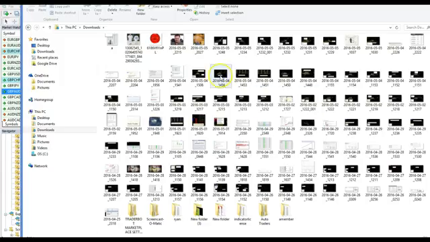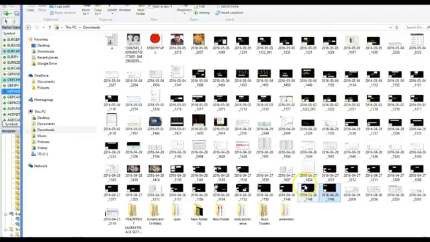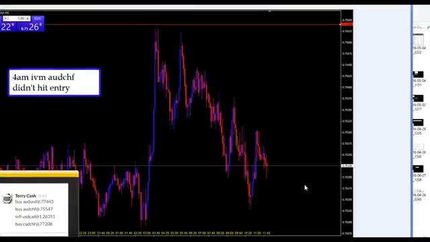This is my downloads folder. Everybody sends me all kinds of stuff. Today's trades, let's just go start looking at them. There's one. 4 a.m. It called to buy the Australian dollar, US dollar, and it moved up about 20 pips. Here is one that did not touch entry. What was this? 4 a.m. this morning.